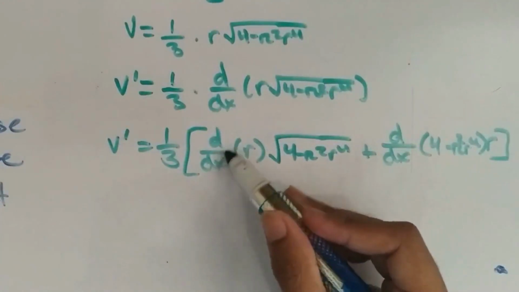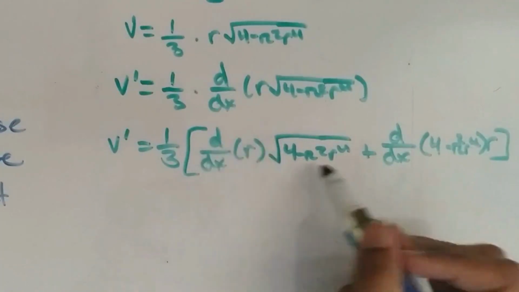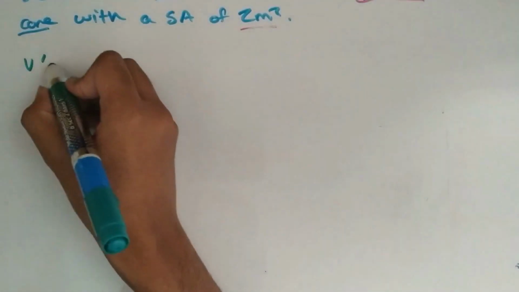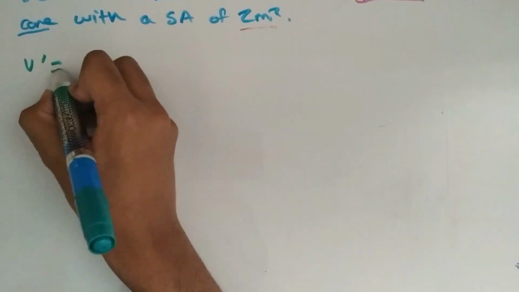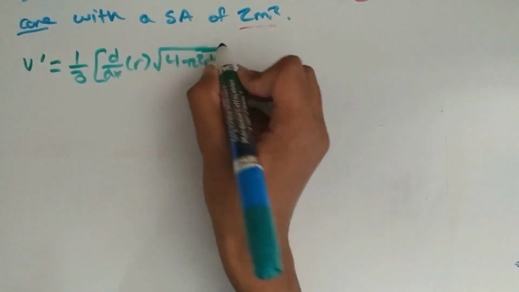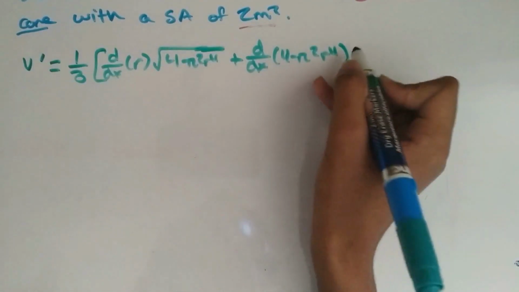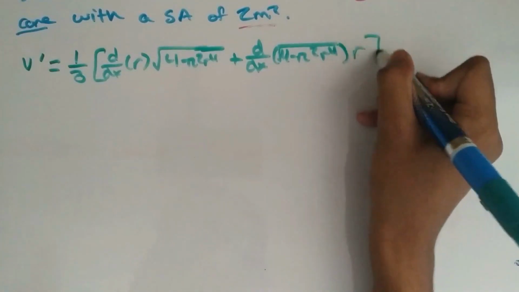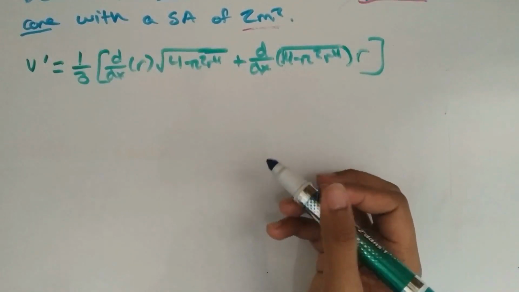And now we're going to need to continue along and work with each section. So let's go ahead and do that. So I'm just going to go ahead and rewrite the derivative just for a little bit more space here. So 1/3 times the derivative of r times the second, which is the square root of 4 minus pi squared r to the 4, plus the derivative of the second component, the square root of 4 minus pi squared r to the 4, so the square root, times r. Alright, so let's continue to work along with the derivative here.